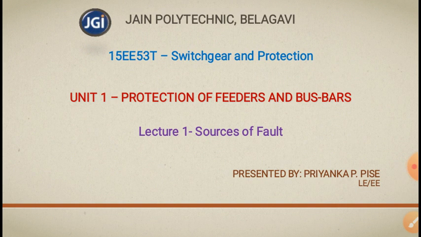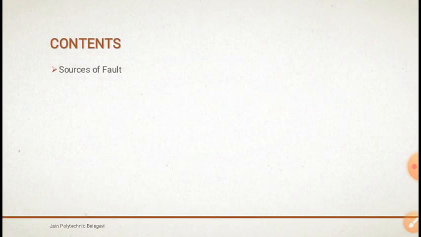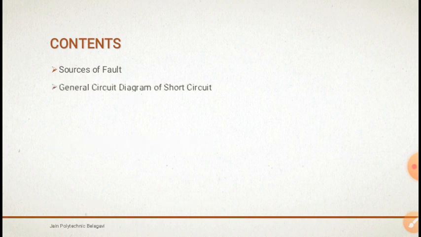In this video, we are going to study a subject, Switchgear and Protection, with subject code 15EE53T. The video is mainly based on Unit 1, that is protection of feeders and bus bars. We'll see the contents covered in this video: sources of fault and the general circuit diagram of short circuit. Before moving to the sources of fault, we should know the meaning of switchgear.